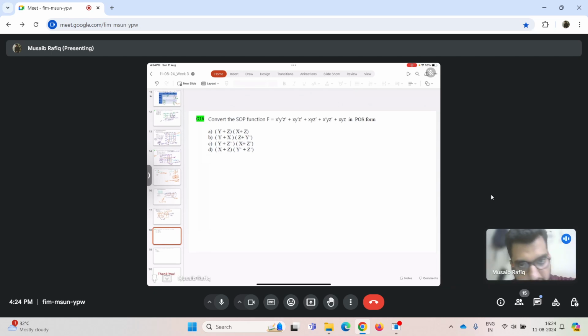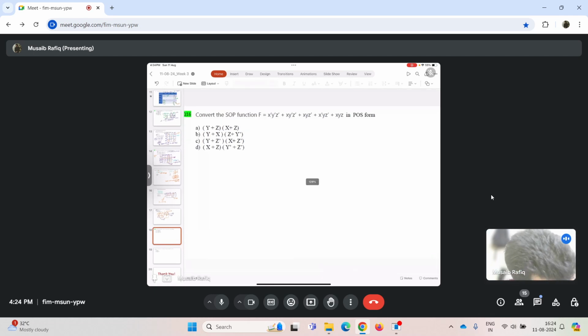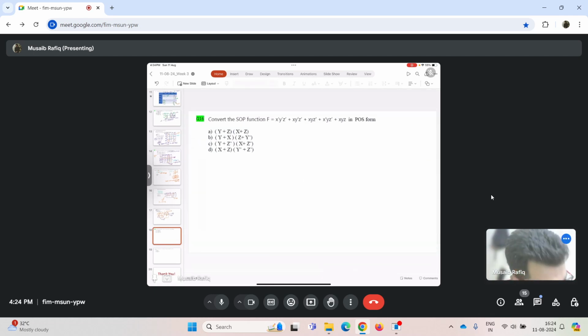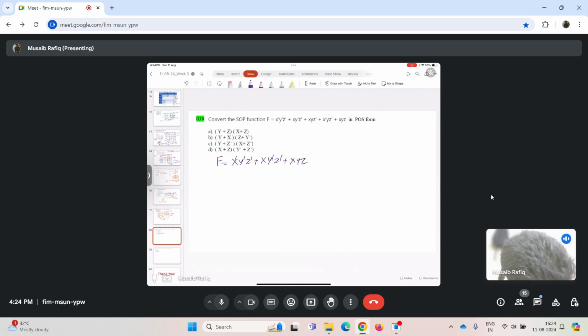So I see some of the answers. So let's write the function. F is equal to x bar y bar z bar plus x y bar z bar plus x y z bar plus x bar y z bar plus x y z.